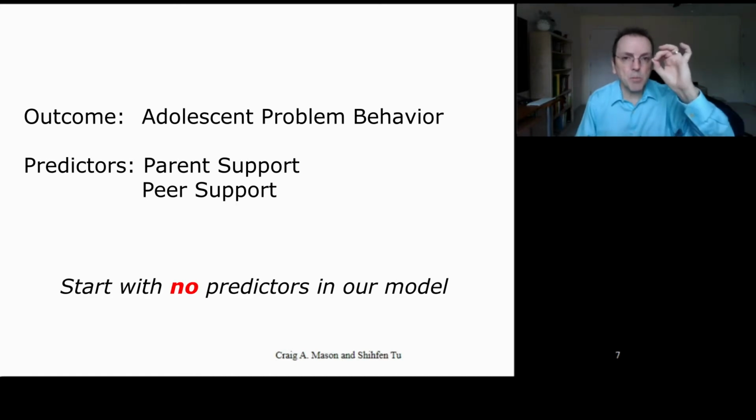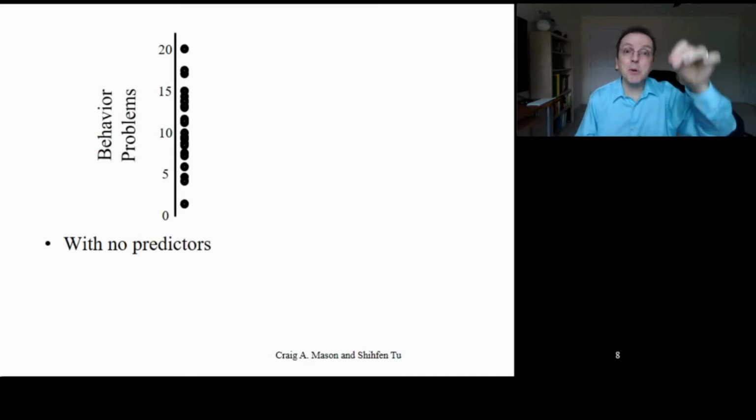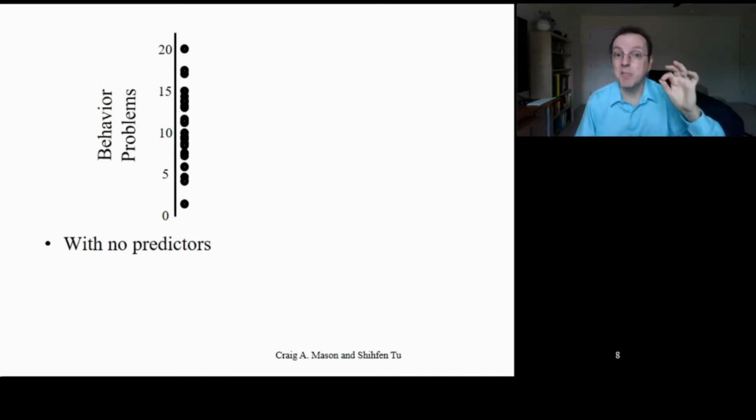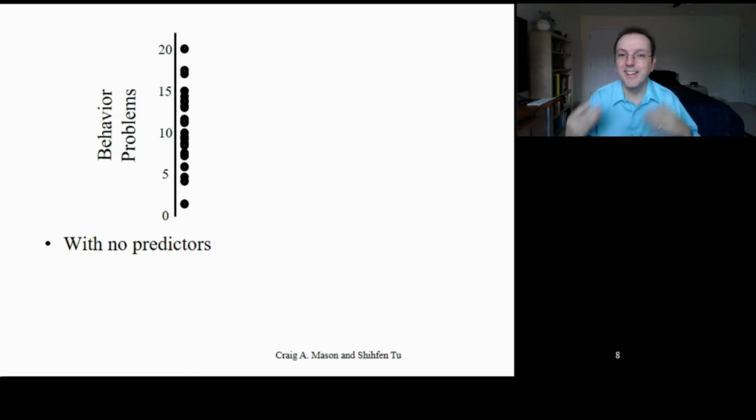Let's start with 0 predictors, just our outcome, just looking at behavior problem scores. Now, we can visually represent those scores on a line, a number line, a one-dimensional number line. When all we have are the values for our outcome, one variable, adolescent behavior problems, what would be our best prediction for someone's score? If that's all I know, what's my best prediction for someone's score? Hint? We want the number that will give us the smallest square deviations from whatever that number is. We know what that is.